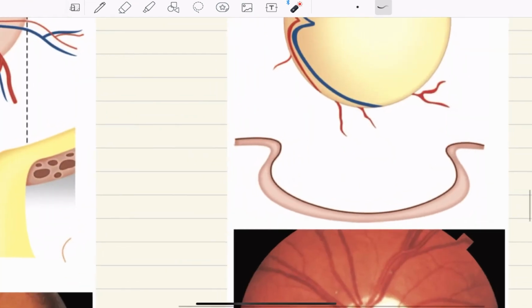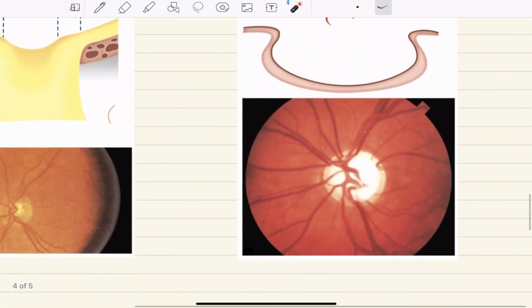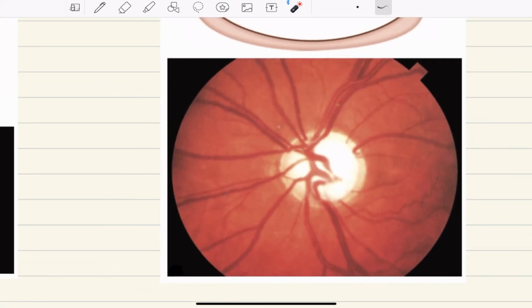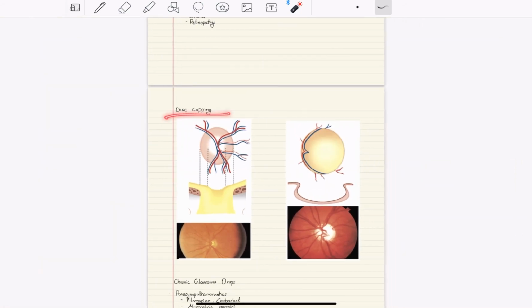So the optic cup in glaucoma becomes like this. It becomes deeper and it increases in size. And if we do fundoscopy, you can see the brighter area in the middle has increased in its diameter. So this is the glaucomatous change in the optic disc, and this is known as disc cupping.